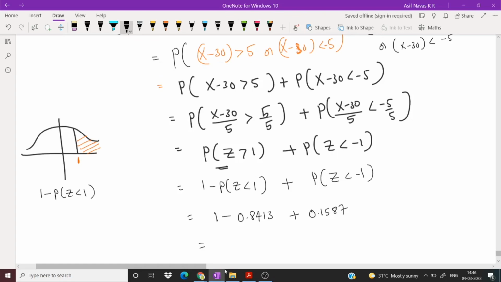So this value is 1 minus 0.8413 plus 0.1587. Okay, the answer is 0.317.